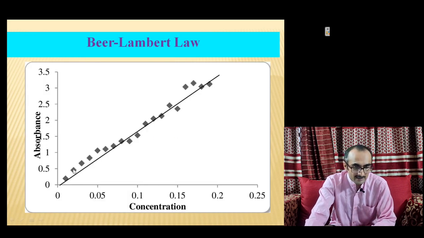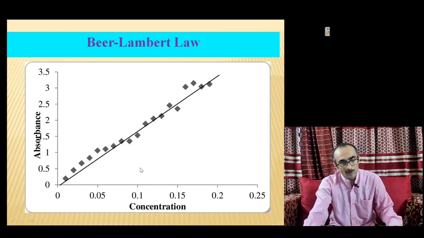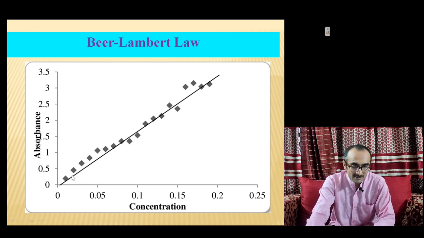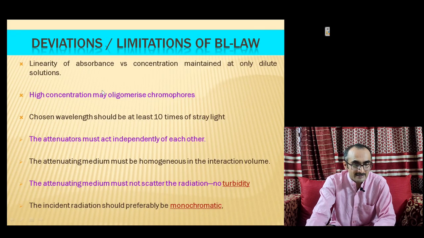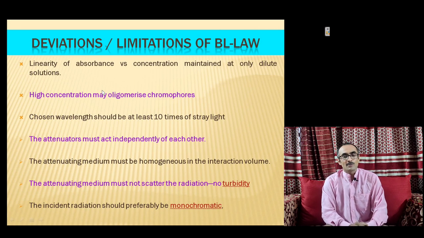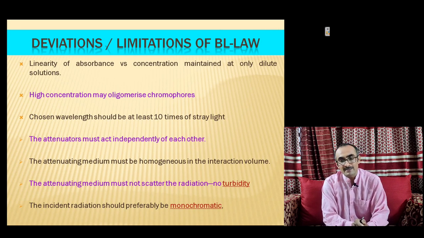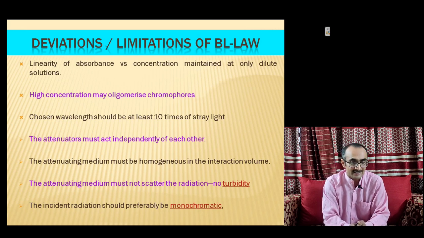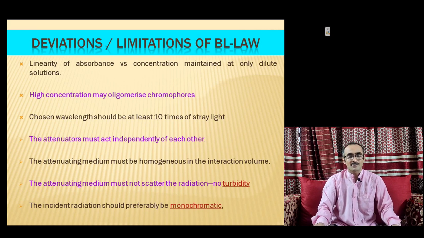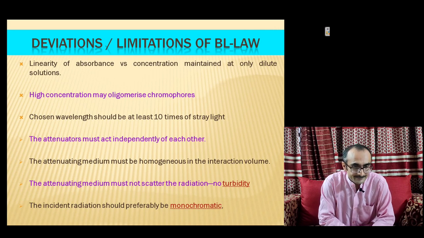And there is always a linear relationship. As per the law, absorbance and concentration have a linear relationship, but there are some limitations. It's not always linear. For example, it's only linear when you have dilute solutions. If you use a very highly concentrated solution of the compound and you are taking absorbance, the relationship will be different. It won't be linear. It will deviate from linearity, because even high concentration may form oligomers, dimers, trimers and so on of the compound. And in that way, your calculation of concentration will not be accurate.